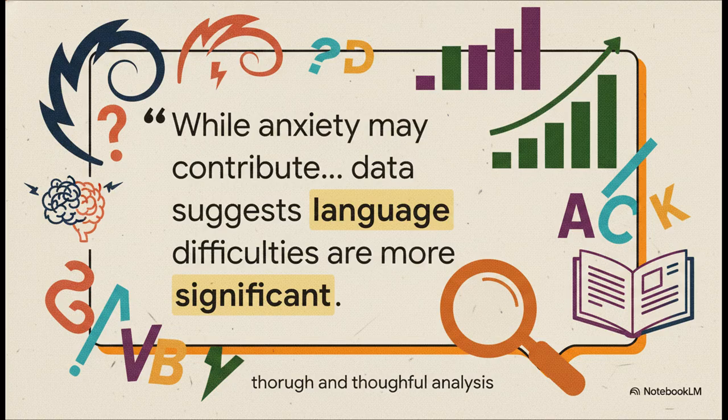You acknowledge another potential factor, like anxiety. You say, yeah, that might play a part, but then you pivot right back to your main point, explaining why the evidence for your claim is actually much stronger. This doesn't make your paper weaker. It makes you sound way more credible.